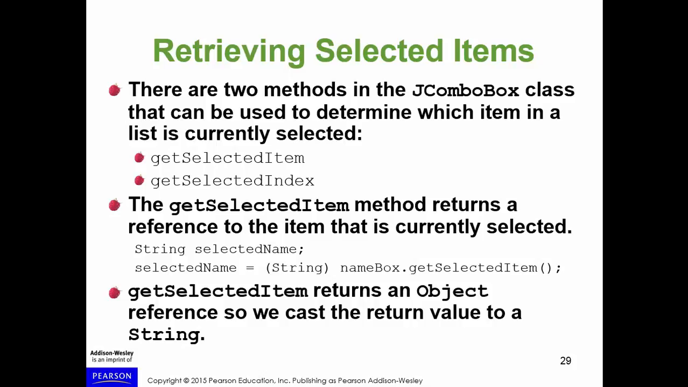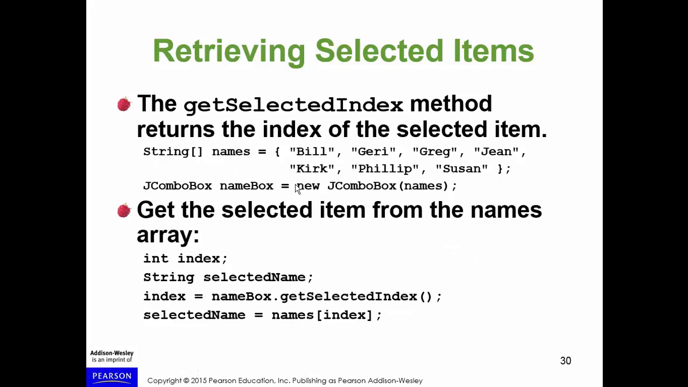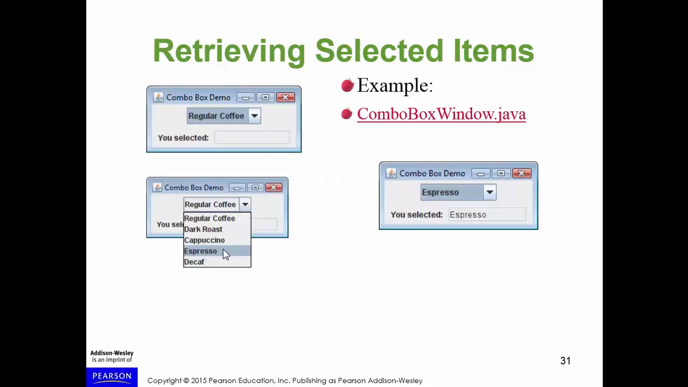With a combo box, again, just like we just saw with a list box, there's get selected item and there's get selected index. They work the same way. The get selected item returns a reference to the item currently selected, and the get selected index, all right, is going to return the index. Here are some examples.